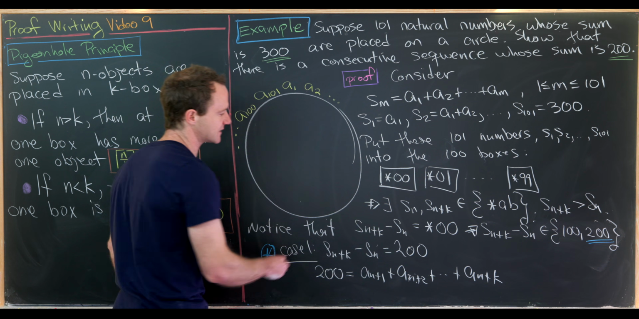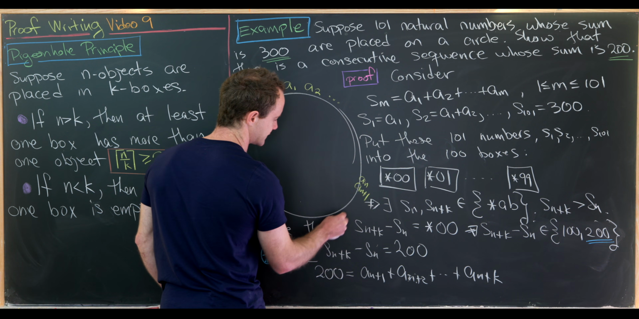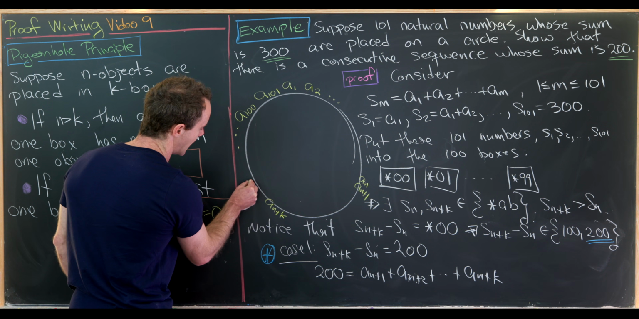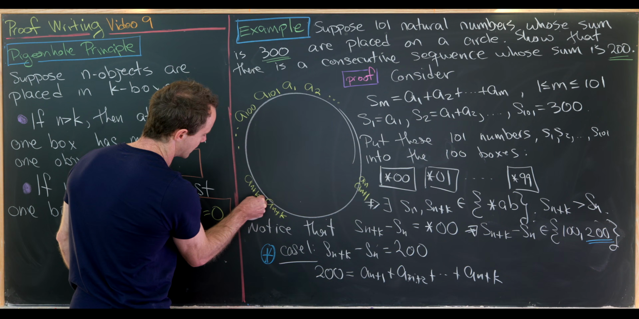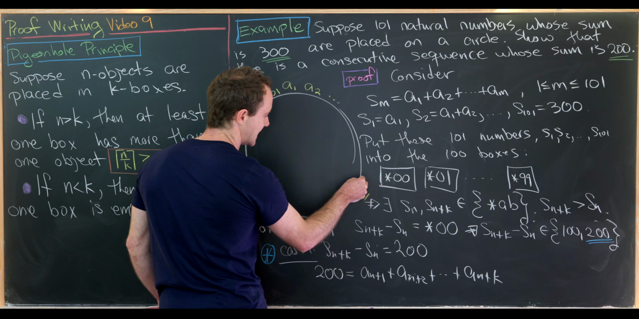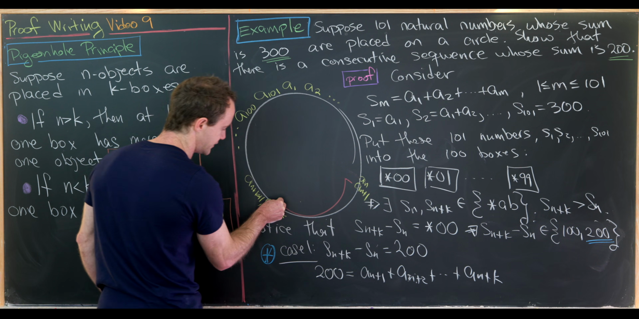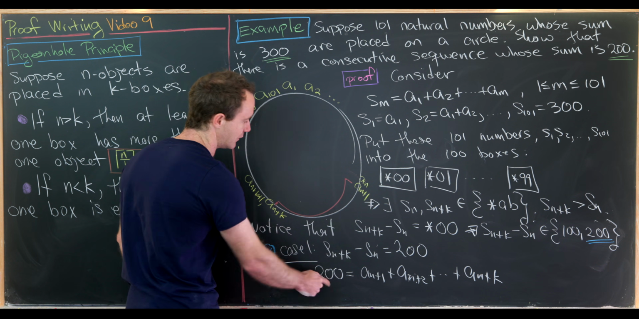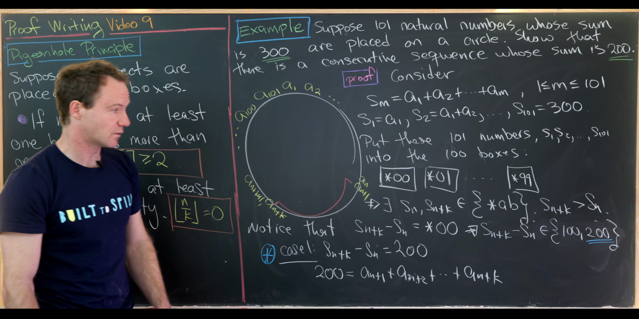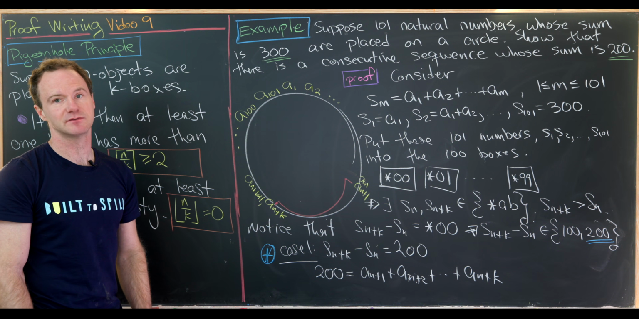I could draw them on the circle like this. Maybe a_n is right here, a_{n+1} is right here, all the way up to a_{n+k} right here, and then maybe the next one might be important also, a_{n+k+1}. Here we added from a_{n+1} up to a_{n+k}, and we got the number 200. But that's for the first case. Now we need to look at the second case, where they sum to 100.